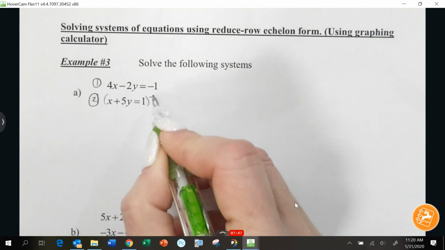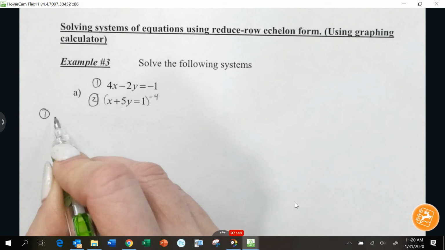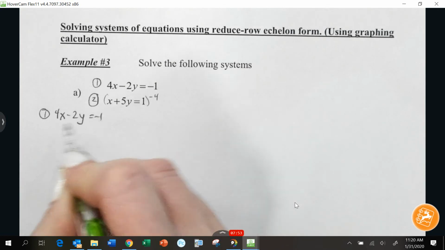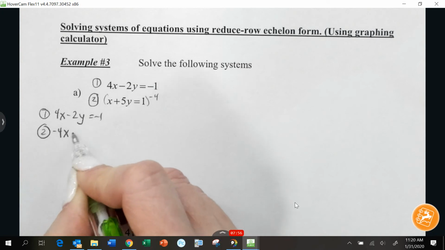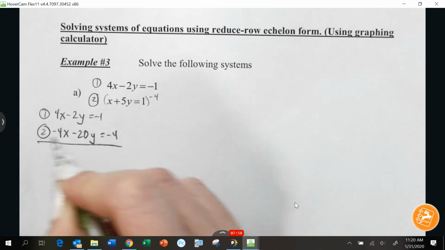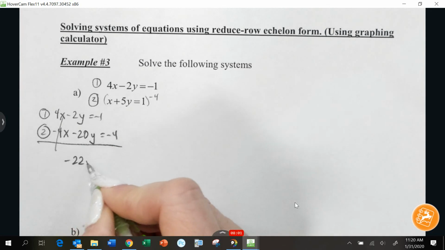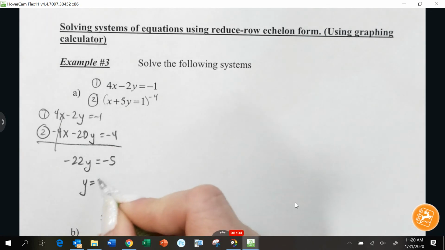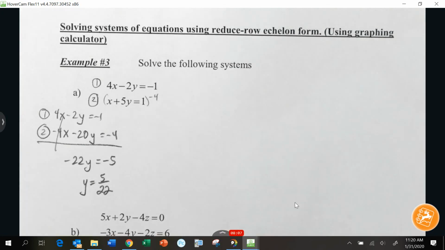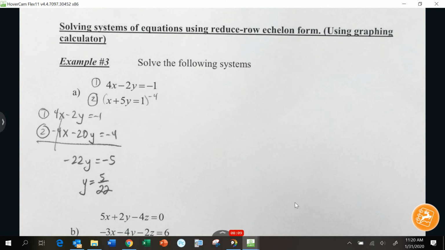I'd have to multiply this one by -4. I solved for y, and I got 5/22. What do I do next? Isaac, what do I do next? Which one? You choose. The second one?